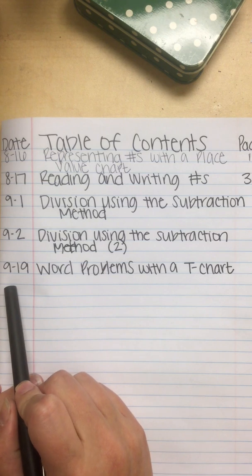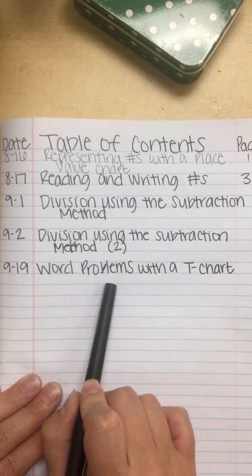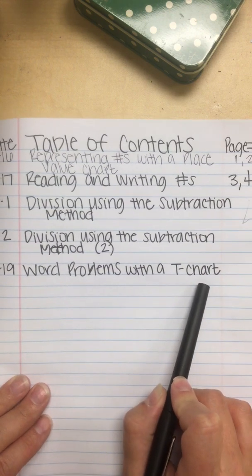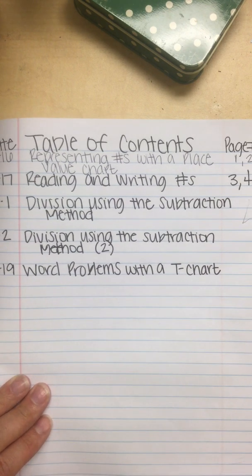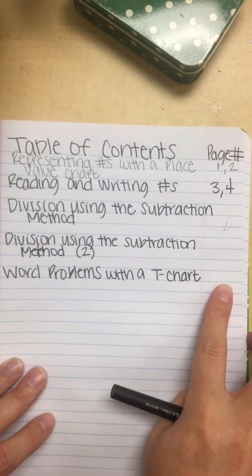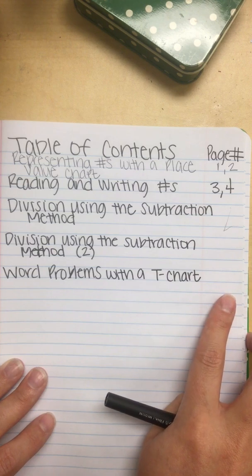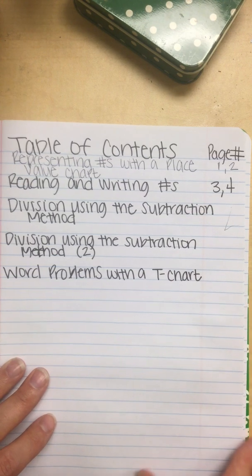I have the date over here, September 19th. I have our title. It is word problems with a T-chart. So you may already know what a T-chart is, but we're just going to use this video to walk through it and get it set up so you guys know what it looks like and where everything goes, and then we will do a word problem together. Again, your page number will be whatever is your next available page. So make sure you put in your next page number.